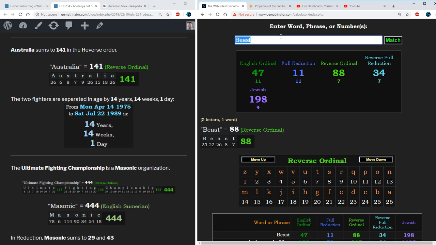While our eyes are on the alphabetic order, also check out Australia, which sums to 141. I found this interesting because these two fighters in the main event, Adesanya and Silva, their birthdays are separated by 14 weeks and 1 day. They're also 14 years apart, so you have a 14-14-1. Australia, where they fought, 141.